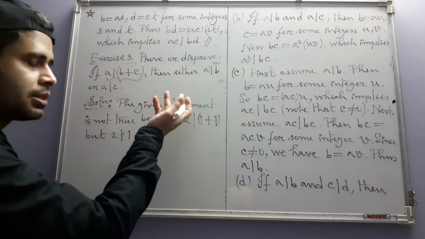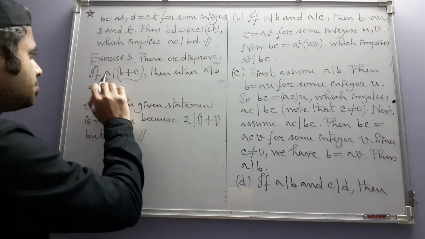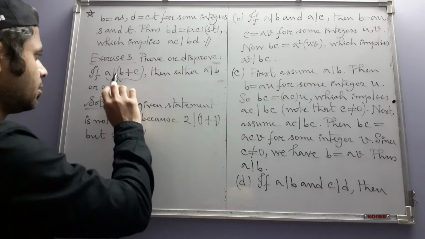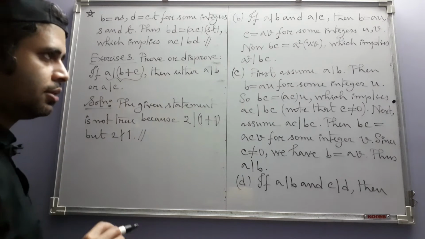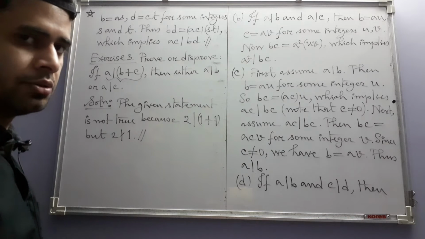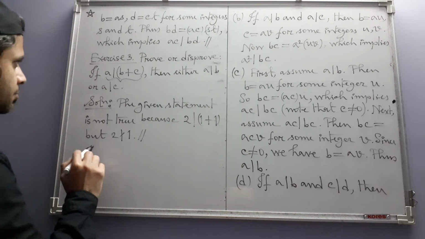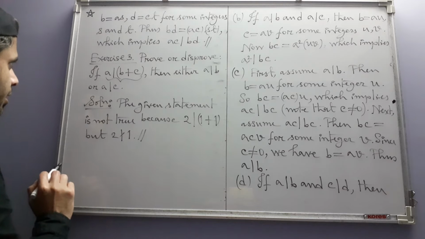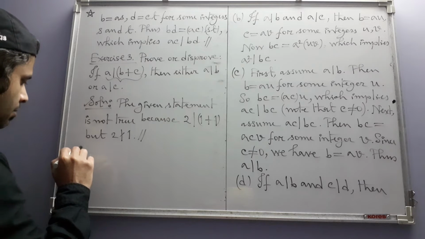Maybe for some choices it will be true. You can take a equal to 2 here, b equal to 4 here and c equal to 4 here, then this statement will be true. That particular case will be true. Okay.